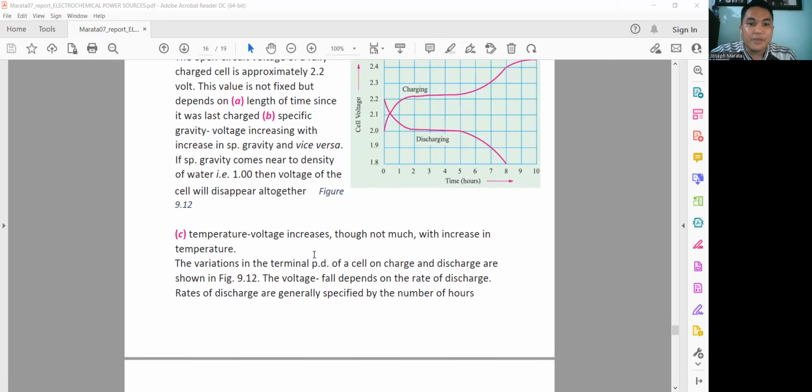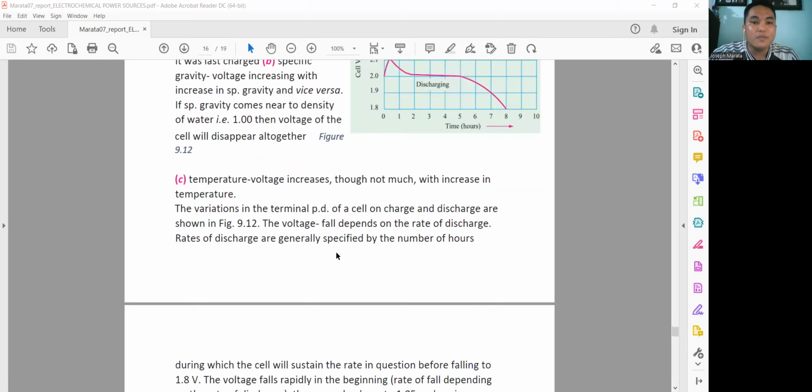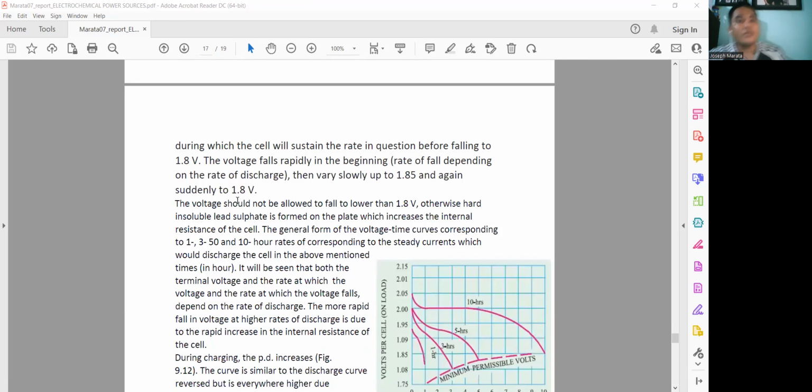C is the temperature: voltage increases, though not much, with increase in temperature. The variation in the terminal PD of a cell on charge and discharge is shown in figure 9.12. The voltage fall depends on the rate of discharge. Rates of discharge are generally specified by the number of hours during which the cell will sustain the rate in question before falling to 1.8 volts.